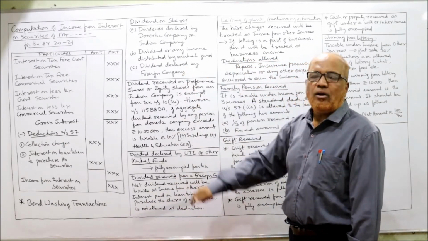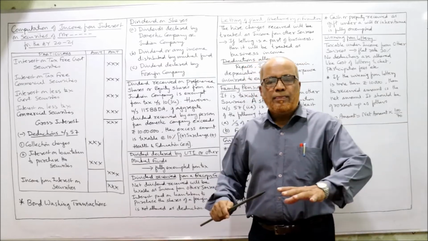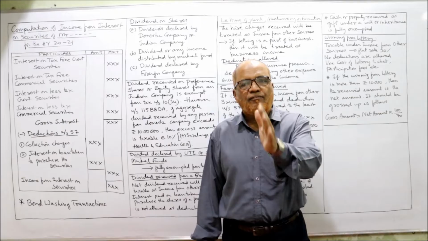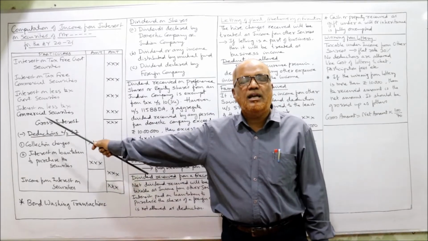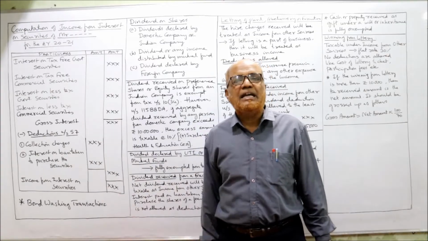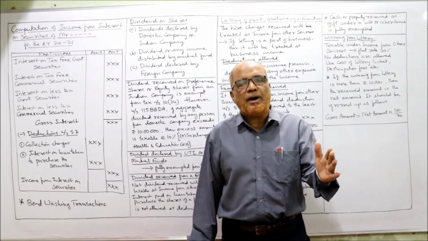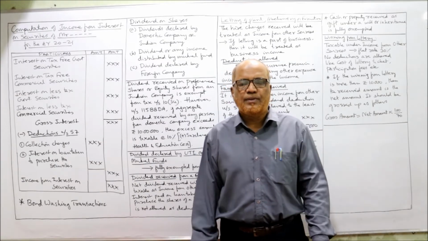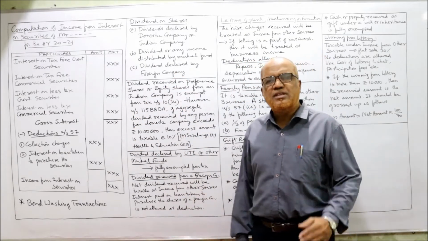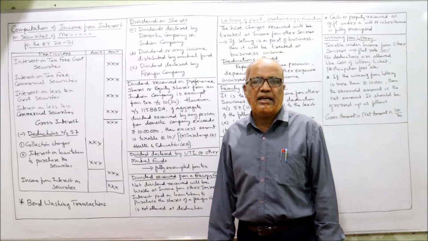Now, dividend on shares. See here, the whole income from other sources we have divided into two parts. The first part is income from interest on securities. The second part is all other incomes. So among all other incomes, we take first dividend on shares. This is the most commonly found income.